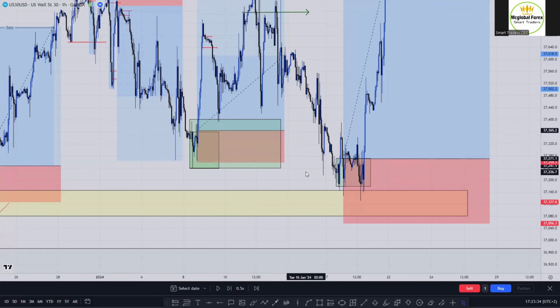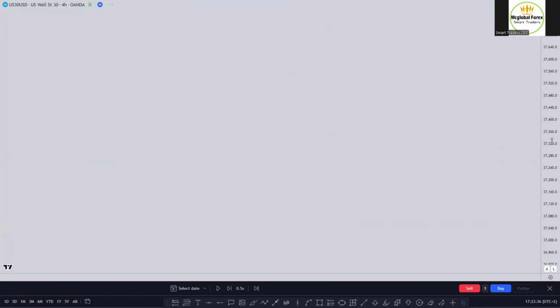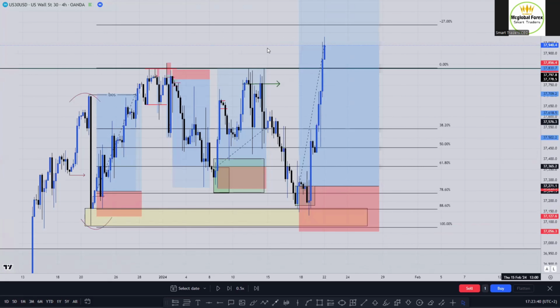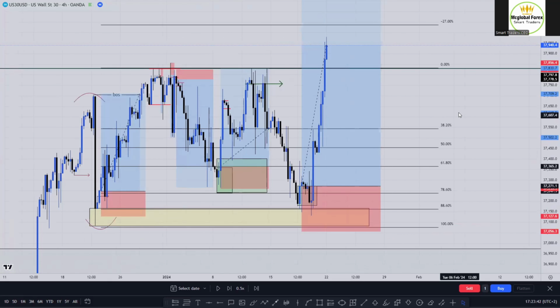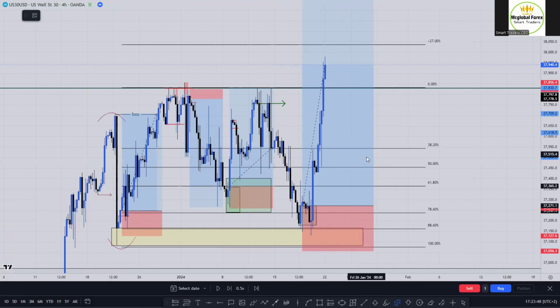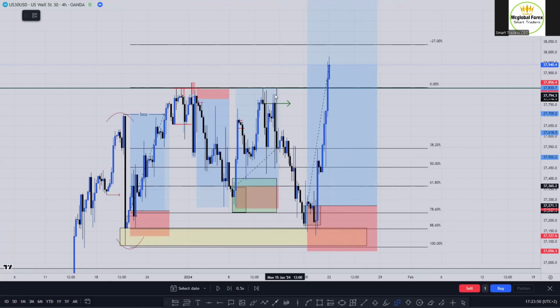So going back to the 4 hour. So the 4 hour confirmations are very fundamental, especially when you're going to take swing trades, trades that you're going to hold for days and days and weeks. The 4 hour.